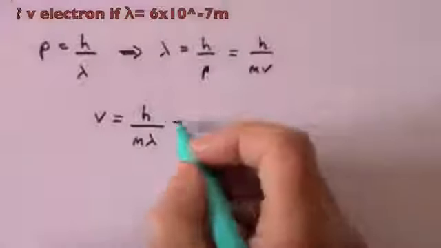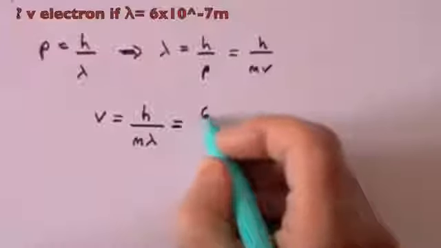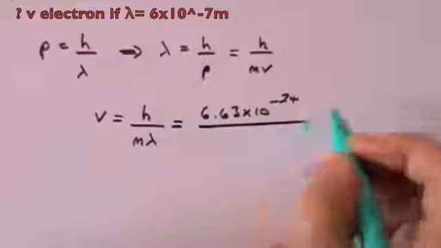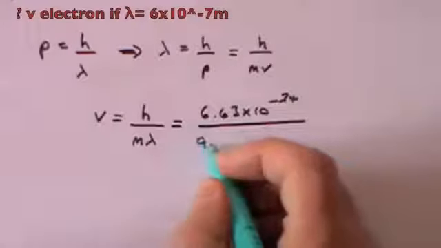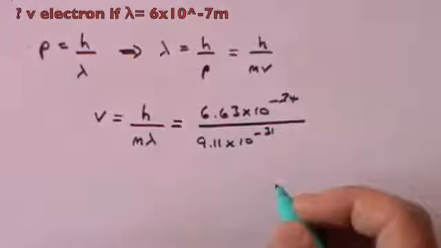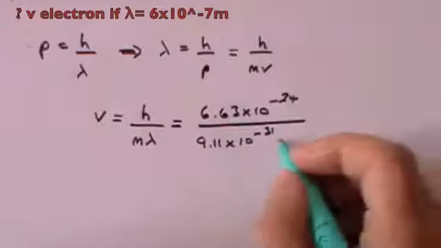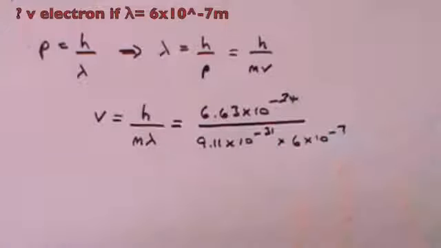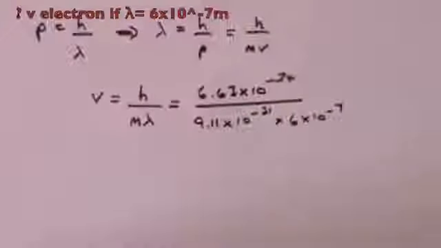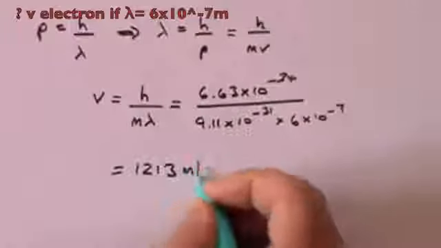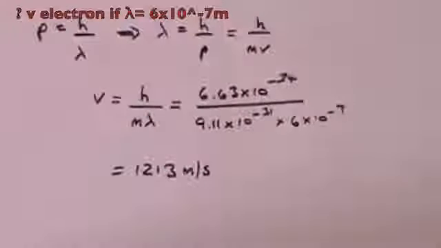And now it's just a case of substituting the values. Planck's constant is 6.63 times 10 to the minus 34. The mass of an electron will be given to you, 9.11 times 10 to the minus 31 kilograms. And the wavelength you were given as 6 times 10 to the minus 7 meters. And that is therefore going to give you a velocity which turns out to be 1213 meters per second.